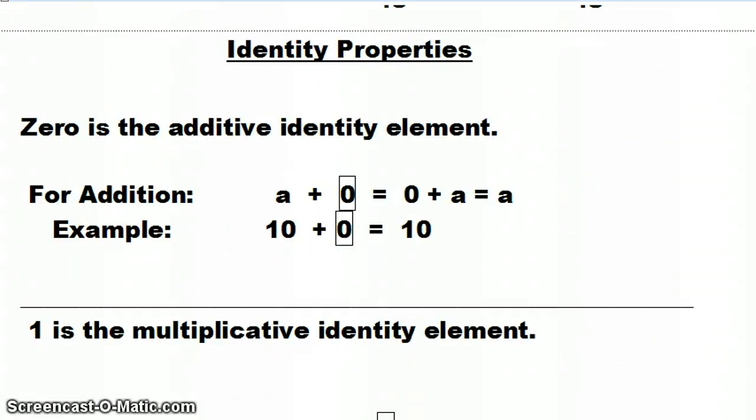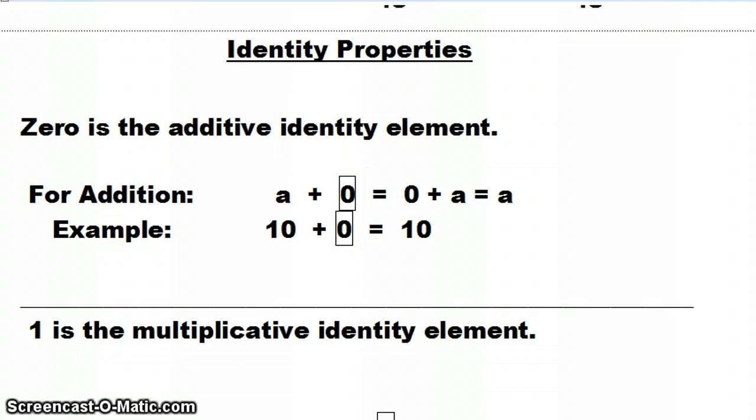The identity properties are next. The 0 is called the additive identity element. For addition, it just means that there is a number that you can add to anything and it doesn't change the way that number looks. So a plus 0 is equal to simply a. The number 10 plus 0 is simply equal to the number 10.